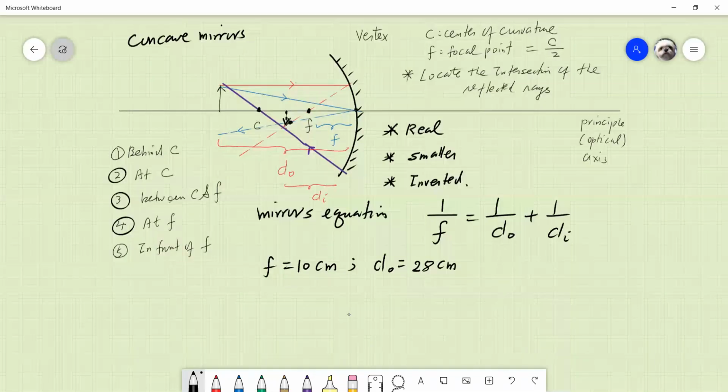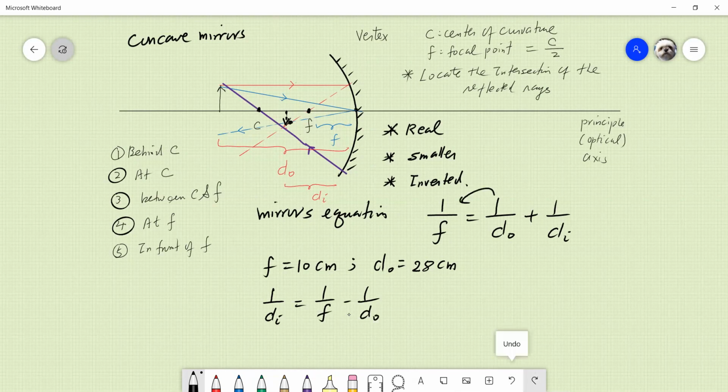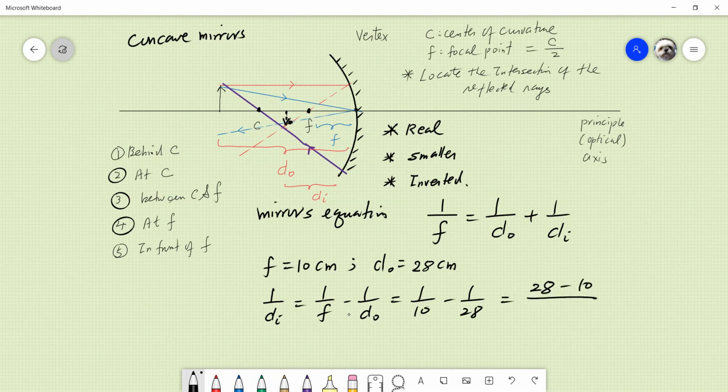Now then, how am I going to find the DI? So DI will be equal to what? 1 over F minus 1 over DO, right? Move it over to this side. So that equals 1 over 10 minus 1 over 28, which is 28 minus 10 divided by 280.